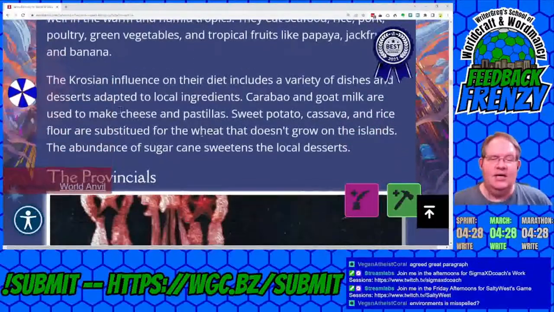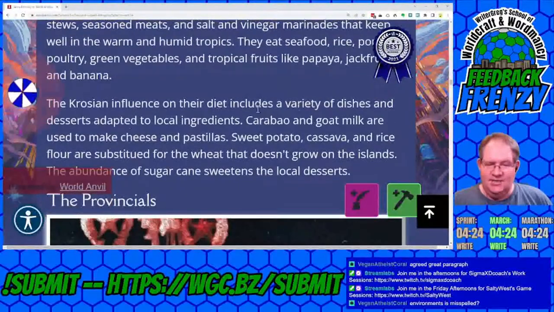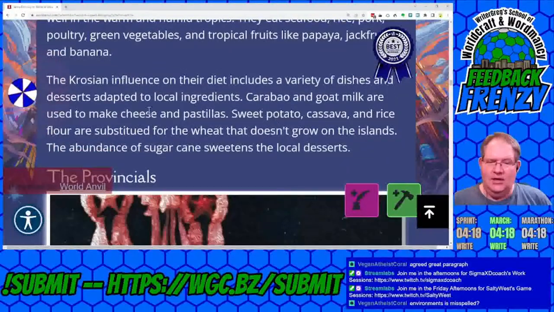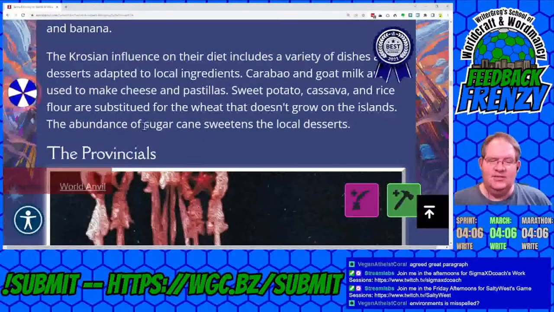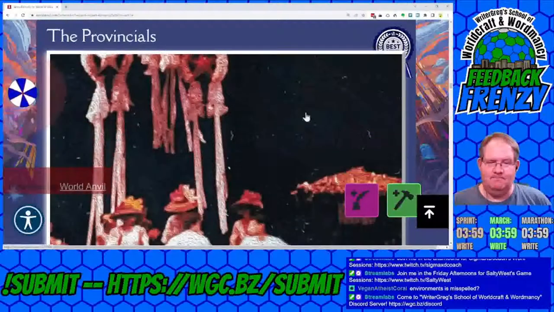I'm hungry now. The Crozian influence on their diet includes a variety of dishes and desserts adapted to local ingredients. Carabao and goat milk are used to make cheese and pastillas. Sweet potato, cassava, and rice flour are substituted for the wheat that doesn't grow on the islands. The abundance of sugarcane sweetens the local desserts.